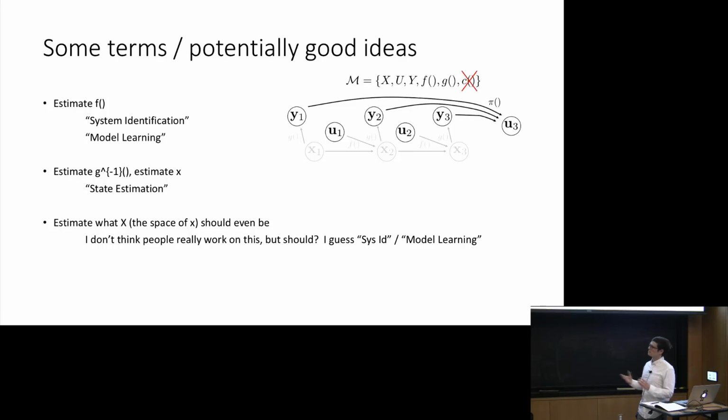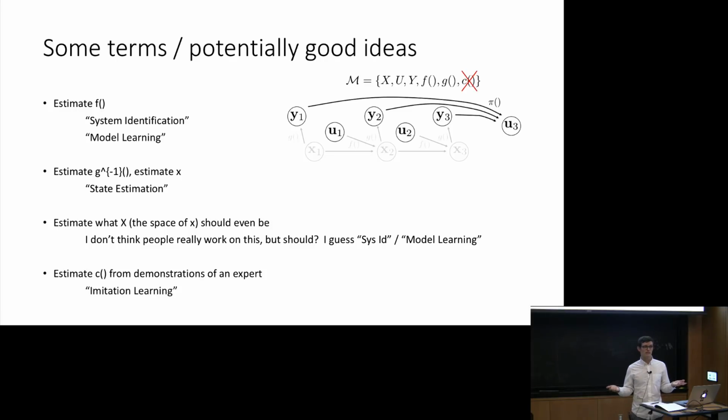One thing that, as Lucas and I were talking about, I don't think people really do, but in manipulation, we often don't even know the dimensionality or the general form of the state space. I guess you could call that sys-ID as well, but I don't see many people in the field working on that problem, and I think it's a very important and interesting problem. Another one is, let's say we don't even have a cost function, how can you come up with one? Taking demonstrations from an expert and using them to estimate your cost function, we call that imitation learning. These are all very relevant to the overall problem of trying to solve general POMDPs.